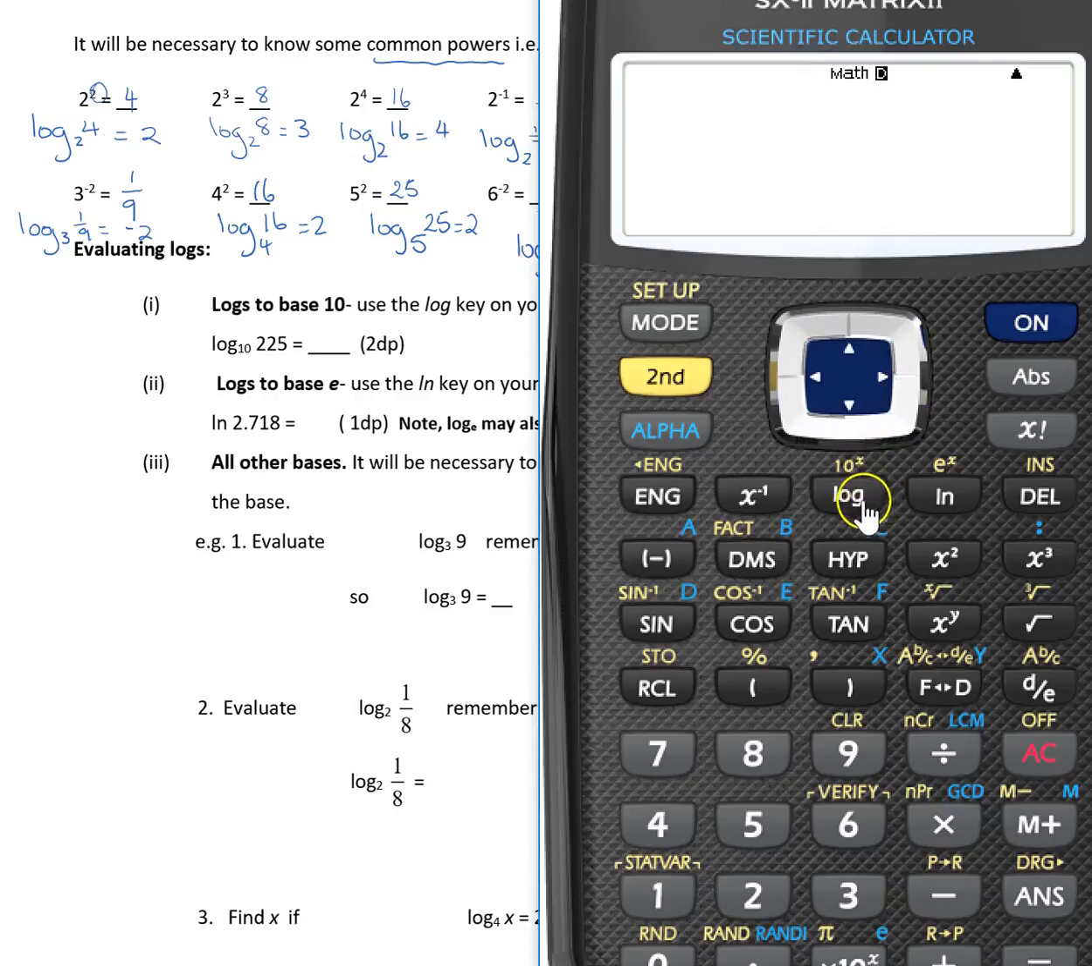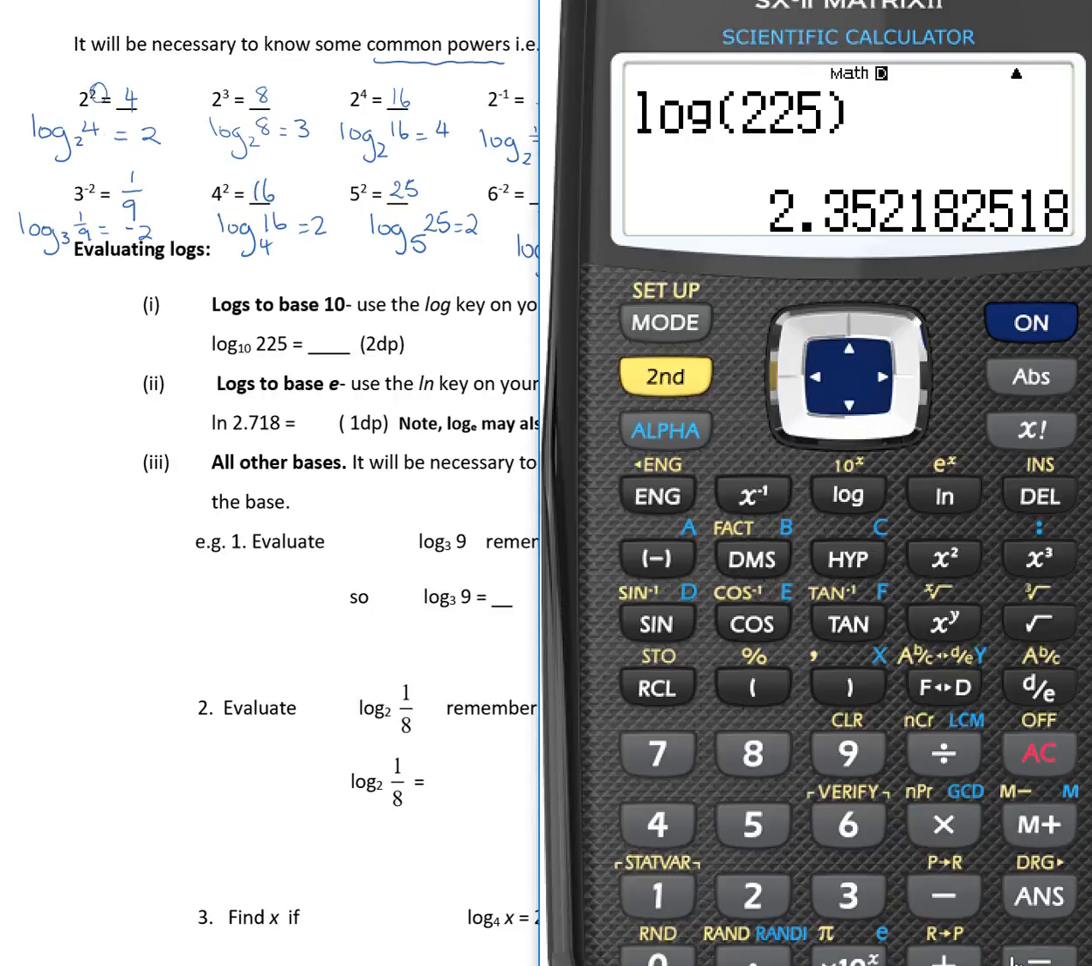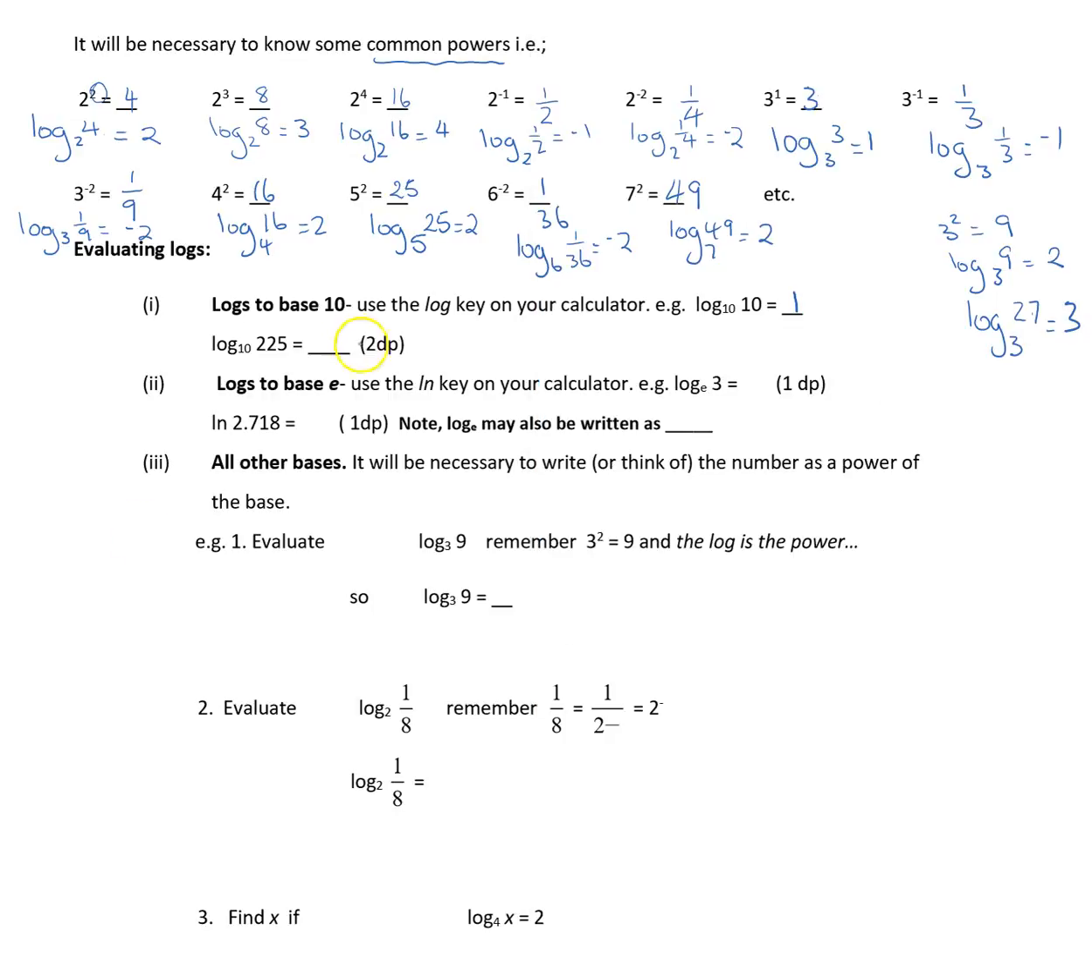So here on the calculator you can see the log key. This log key is understood to be base 10. So if I want the log, I've pressed log, of 225, I can simply press equals and it tells me the answer that you would need to raise 10 to is 2.352 and so on. It's saying give the answer to 2dp, so it's 2.35.